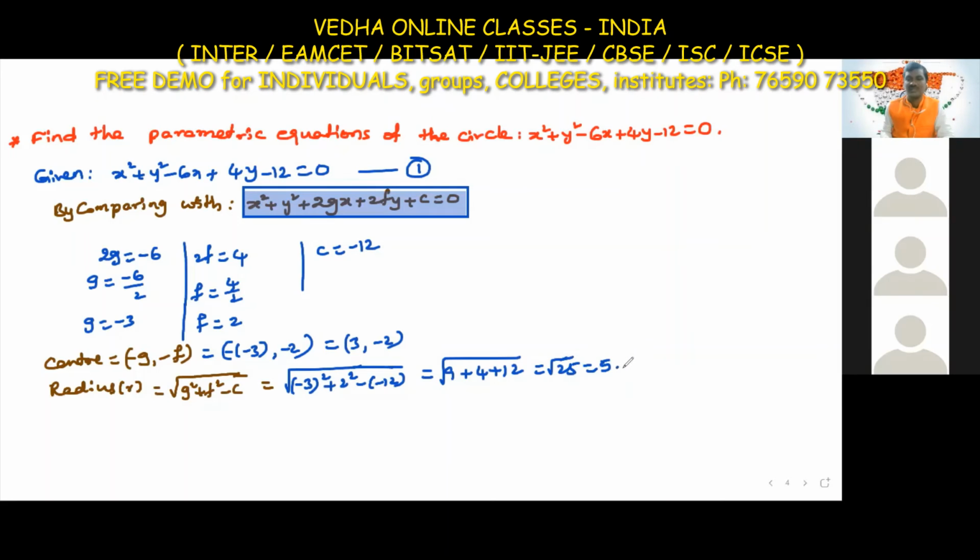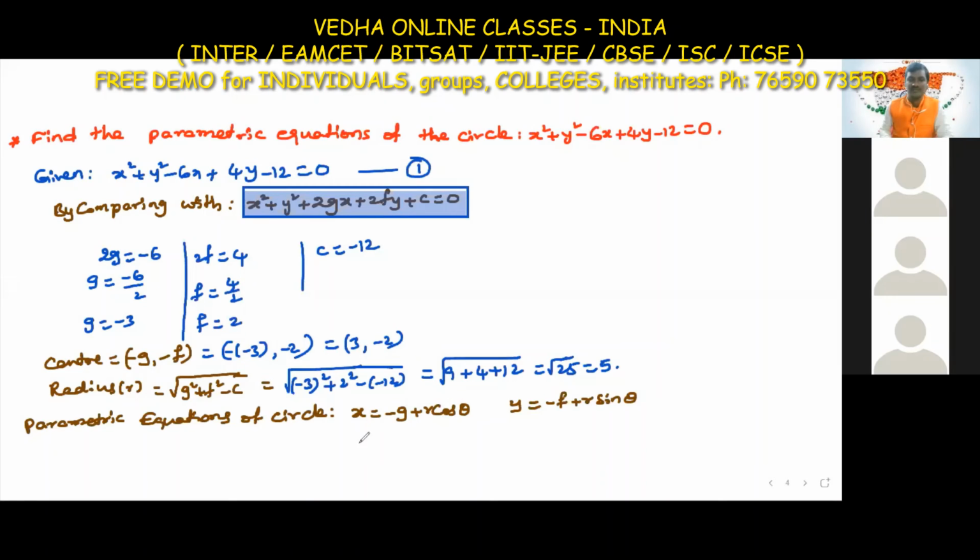Root 25 means 5. Okay, what are the parametric equations of the circle? Anybody? The parametric equations of the circle: x is equal to minus g plus r cos theta, and y is equal to minus f plus r sin theta.